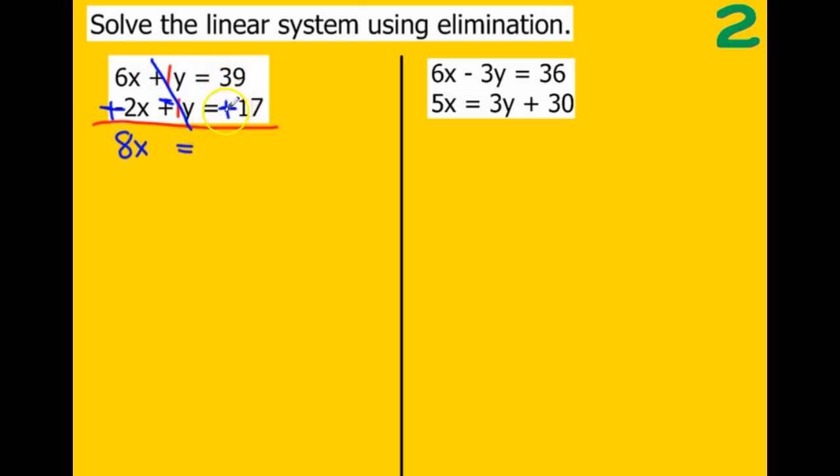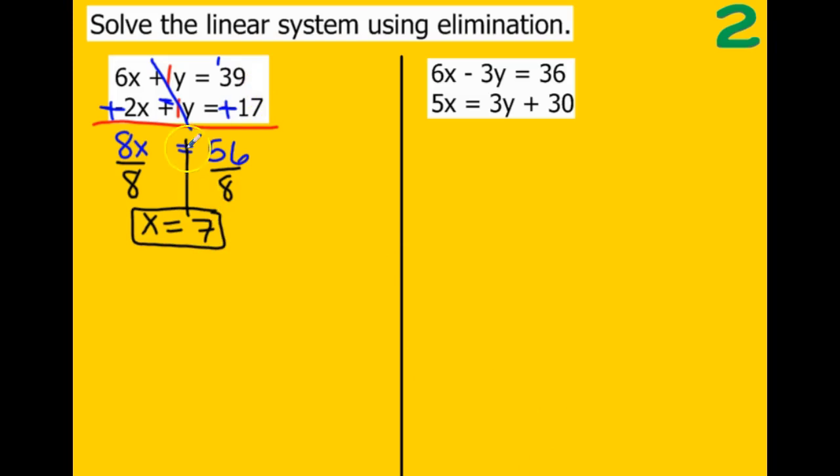And then 39 plus 17 now, we got to add those up. 9 plus 7 is 16. And then 3 plus 1 is 4, plus 1 more is 5. We have 56. And then we need to solve this, just divide by 8. So x equals, well, 7 times 8 is 56. So x is 7.